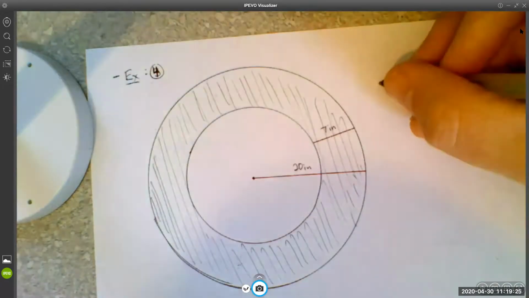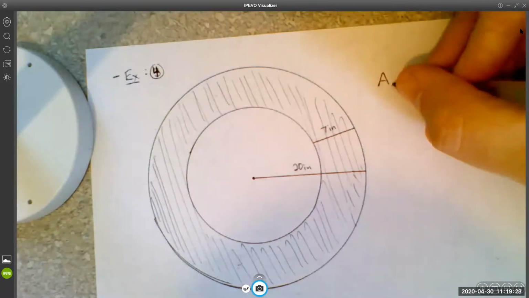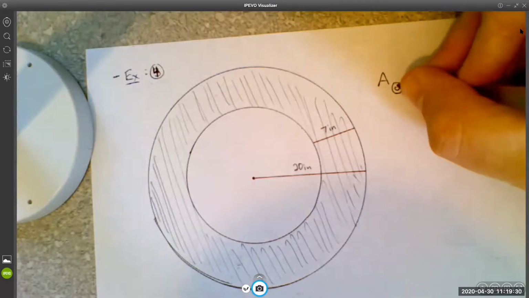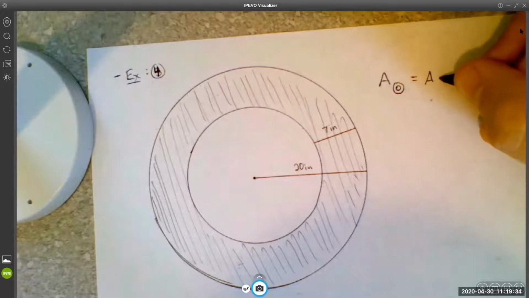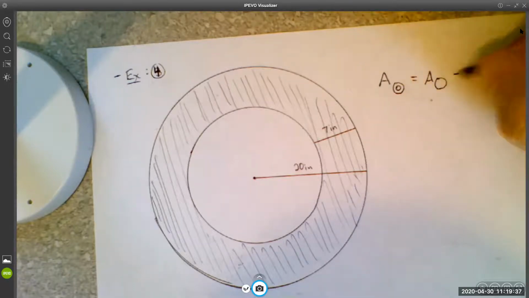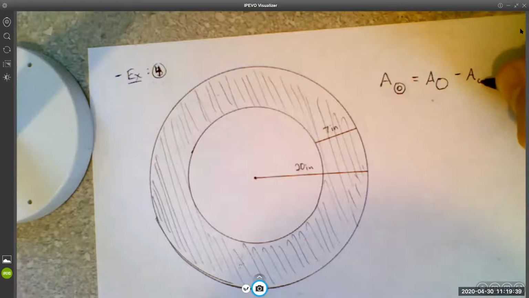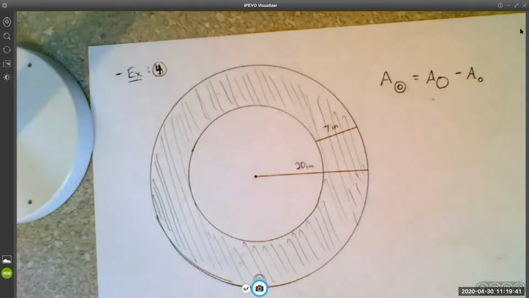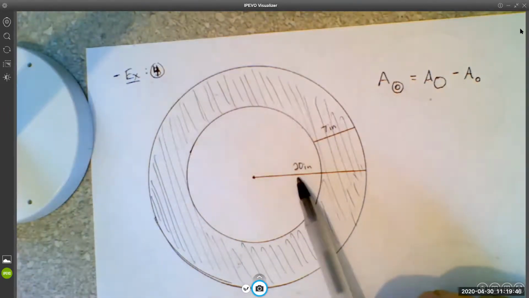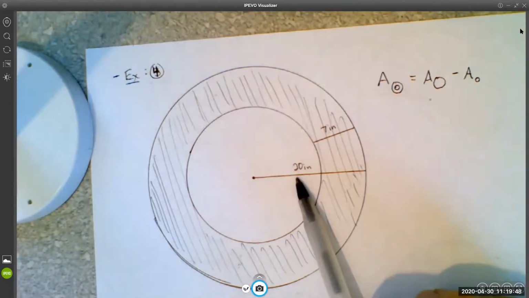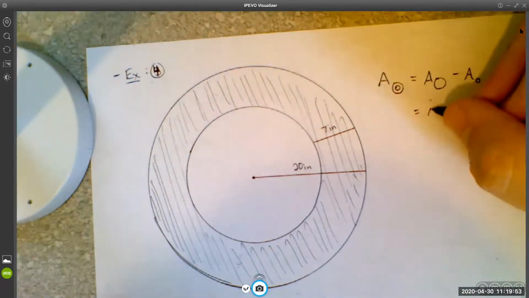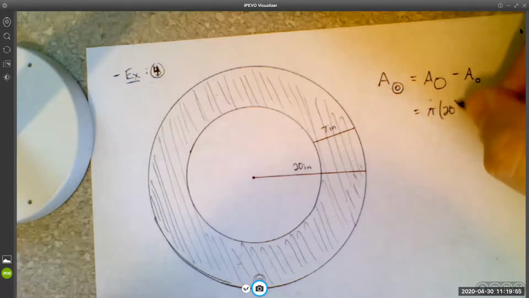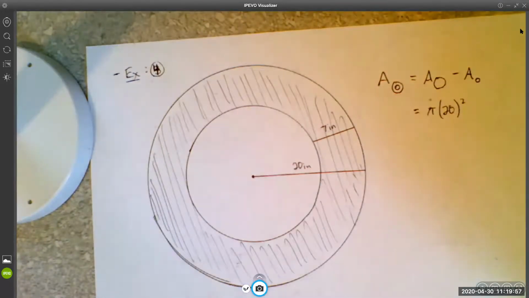So the area I'm interested in, maybe I'll label it like this, right? The area of this little washer is going to be the area of the big circle minus the area of the small circle. Now the area of the big circle isn't difficult to find. We're given the radius of that big circle, right? It's 20 inches. So we can say the area of the big circle is pi times 20 squared, right? Pi r squared.